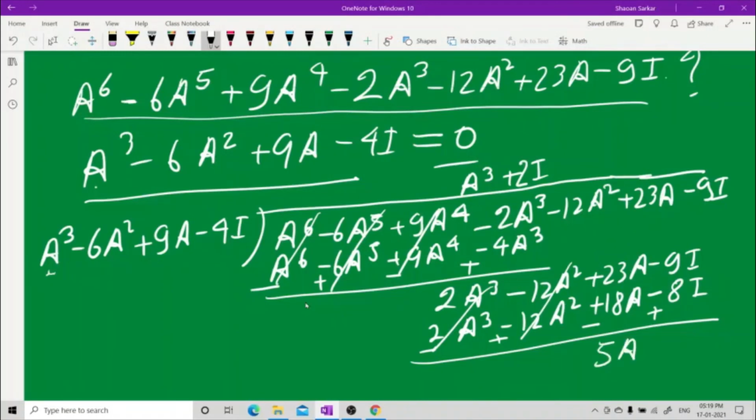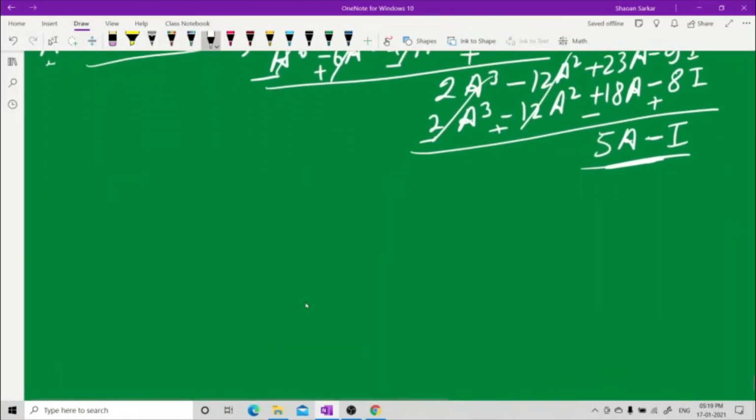5A plus minus I, 5A minus I. So this is your remainder, this is your quotient, this is your divisor, and this is your dividend. And already in class 10th, you know this formula.